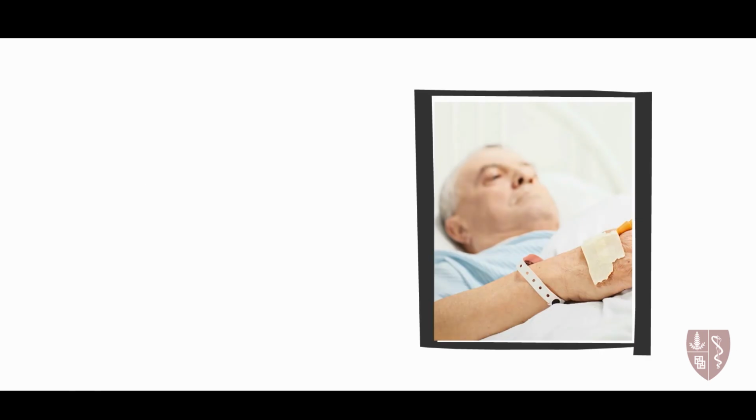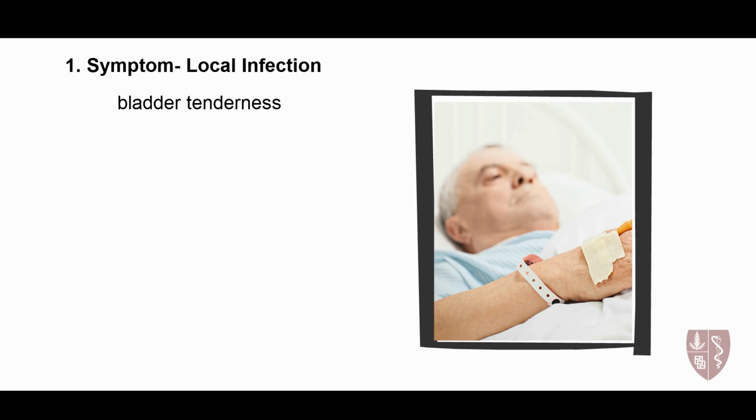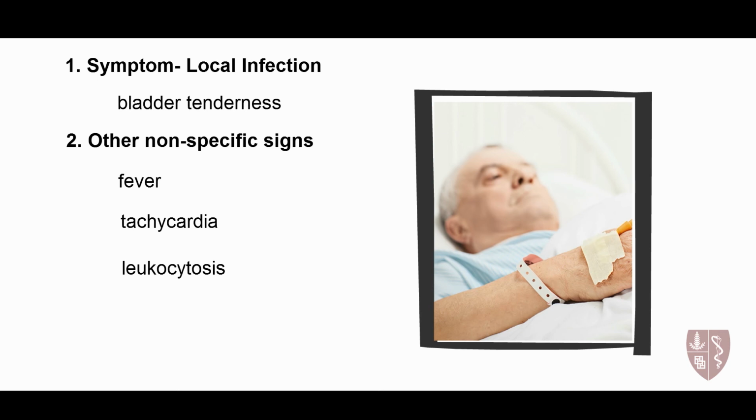The patient in Case 2 was diagnosed with a CAUTI because 1. He had symptoms consistent with a local infection, namely bladder tenderness, in the setting of 2. Other nonspecific signs of infection, namely fever, tachycardia, leukocytosis, without evidence of another identifiable source, and 3. He had significant bacteriuria isolated from an appropriately collected sample. His urine culture was performed on urine that had been collected from a freshly placed catheter.